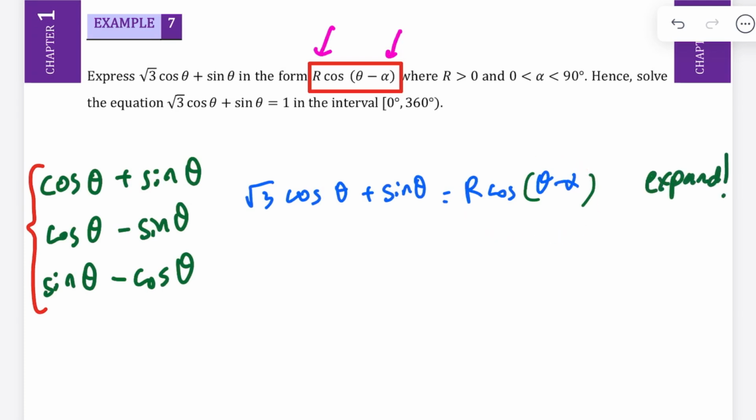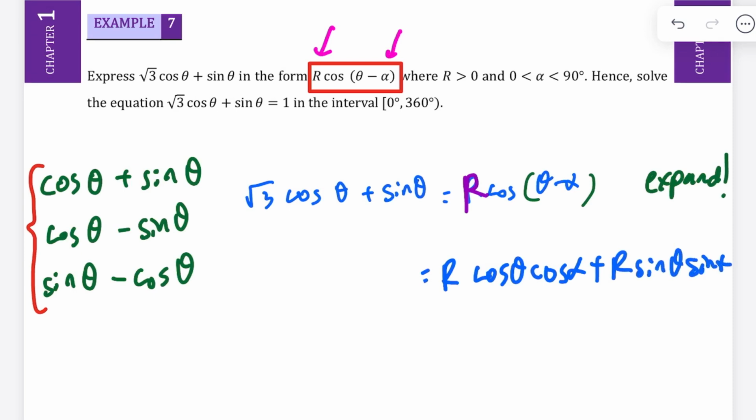Okay, your first step, you need to expand this. So let's expand. R is outside here. So you have r cos theta cos alpha plus, and expand the r outside here, again, r sine theta sine alpha. So you already know this formula by the formula of difference during 1.2. So what happened now is you can compare the first term on your left hand side with the first term on your right hand side, and you can compare the second term on your left hand side with the second term on your right hand side. It will match. Okay, so don't worry.